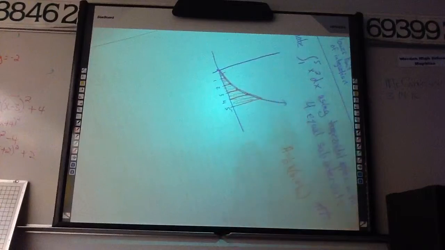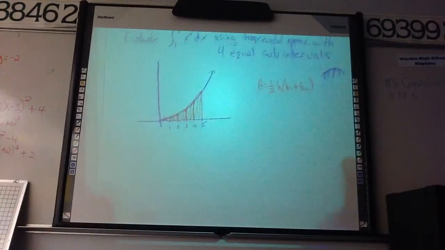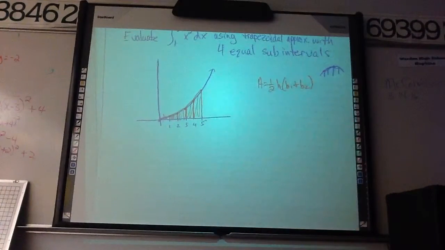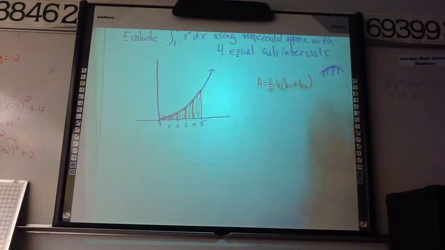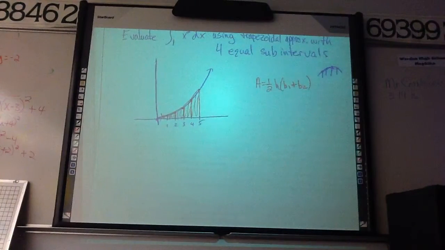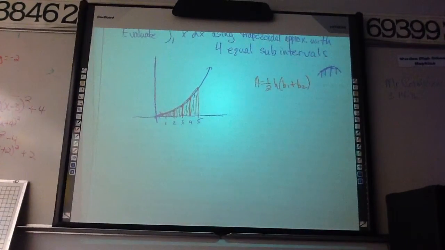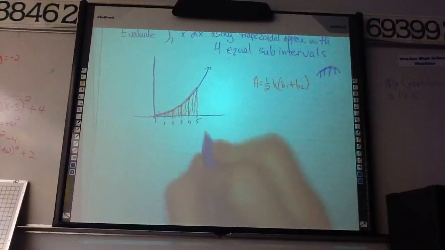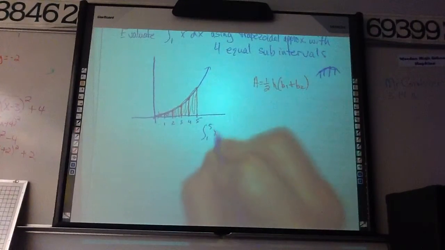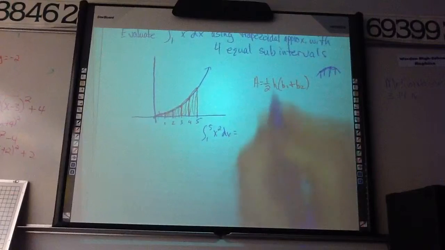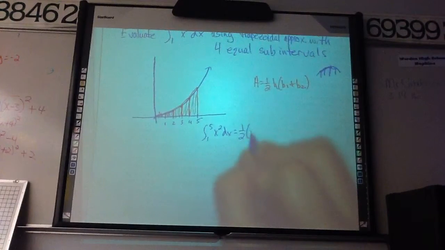Otherwise you'd have 2 different heights, and that doesn't make sense. The bases are different lengths. That's base 1 and base 2. But the height is this way. So our integral from 1 to 5 of x squared dx will equal, they'll all have half, they'll all have a height of 1.